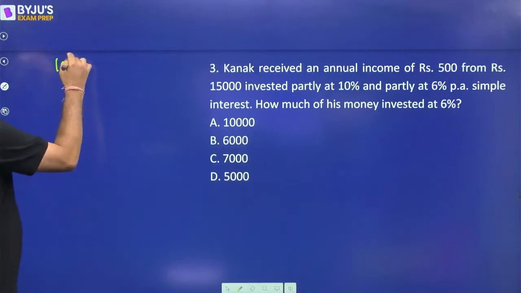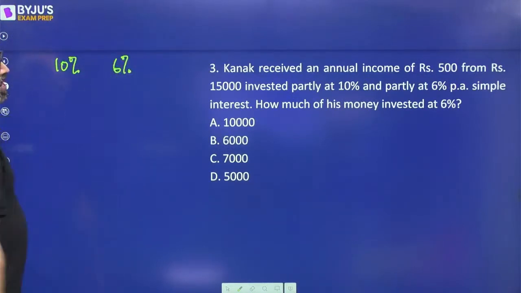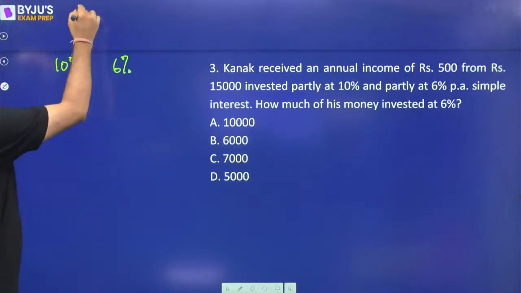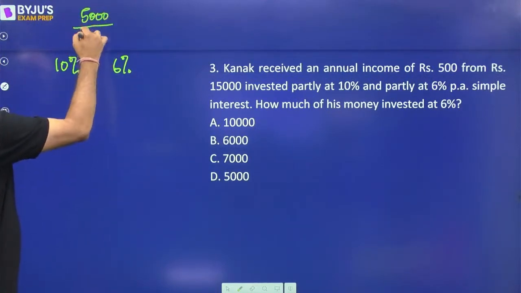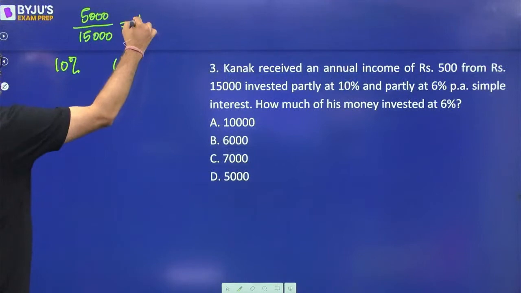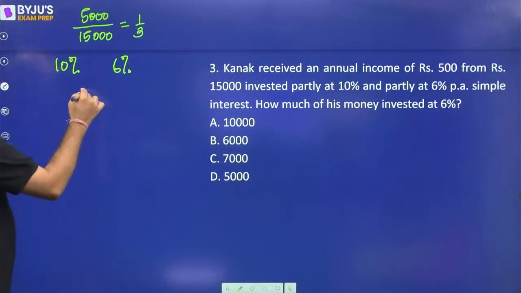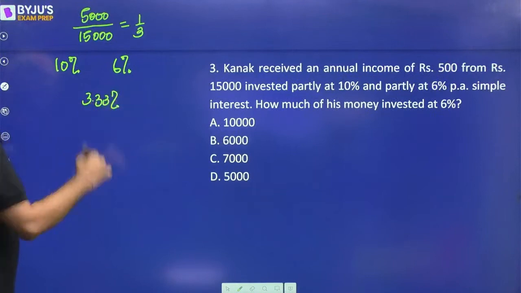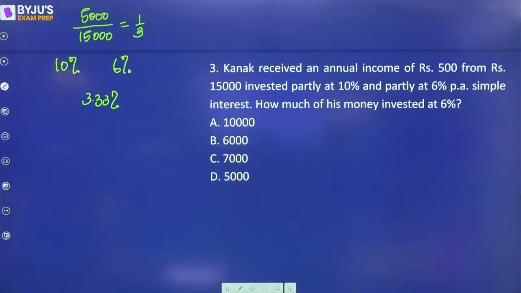So we have 10% and 6%, and the overall percentage is 500 out of 15,000, which is going to be 1 by 3, which is 3.33%. It's not possible to have an average which is not between these. This should rather be something else, instead of 500. Or is it not 10% but rather 9?